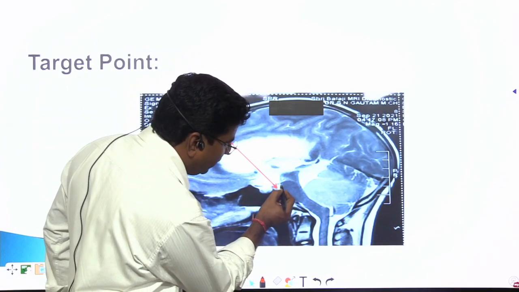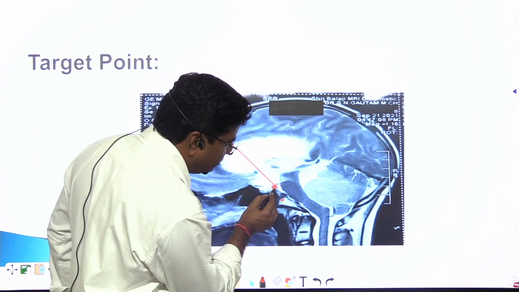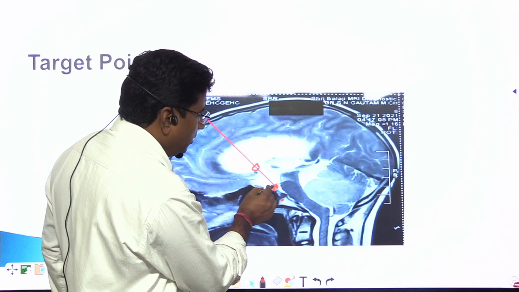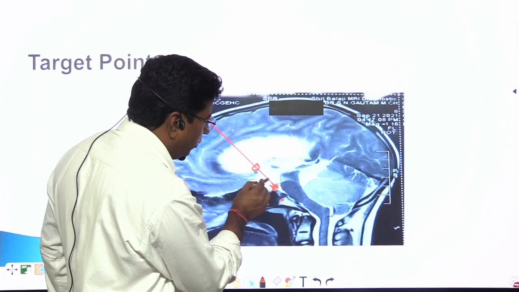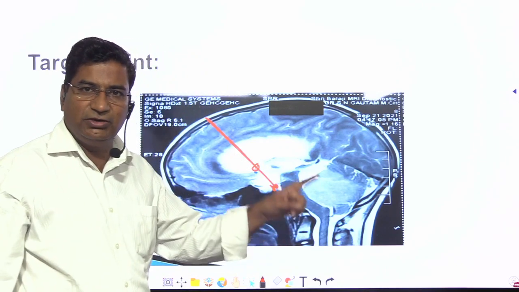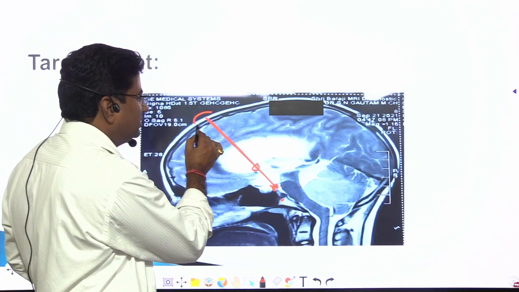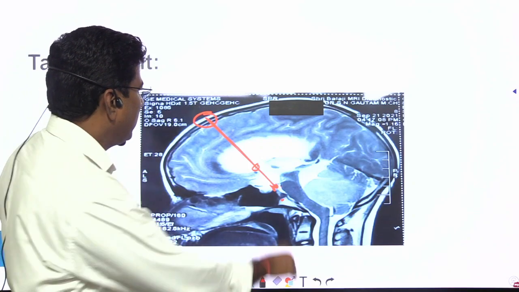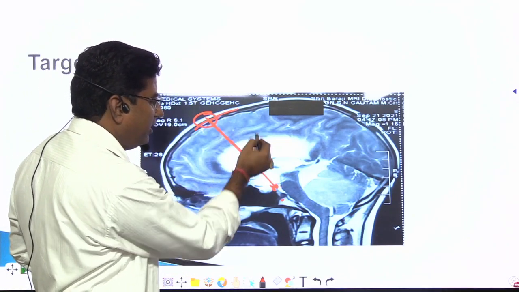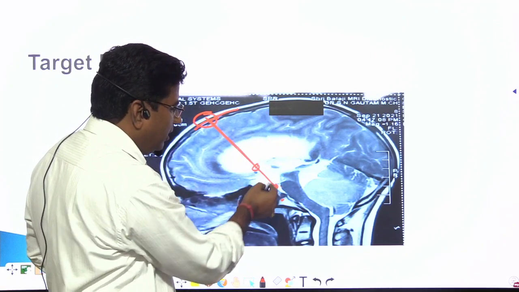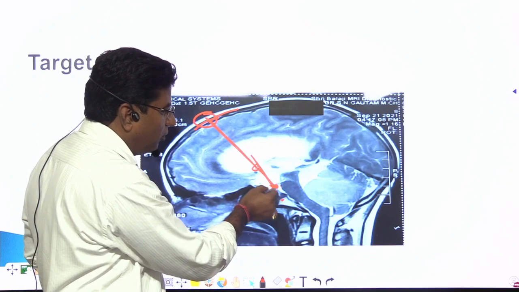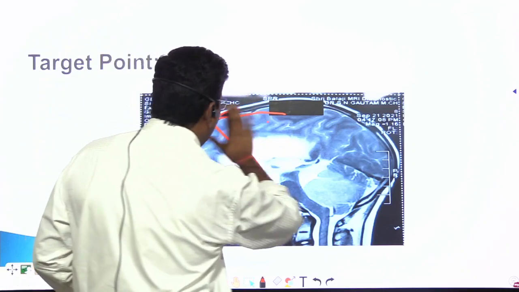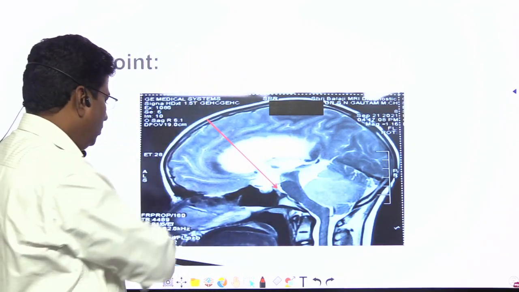This is your basilar artery, this is your dorsum sella, and there is your targeting point. This is the foramen of Monro. The line extends from the target point through the foramen of Monro to the skin in the sagittal MRI image. This is your skin entry point. It may be a little posterior or anterior at the skin, as per the direction of the foramen of Monro and the floor of the third ventricle. So you should be well aware of this before going to the procedure.